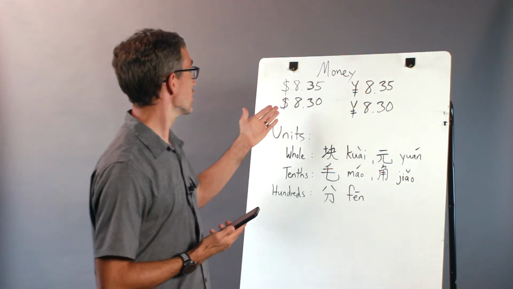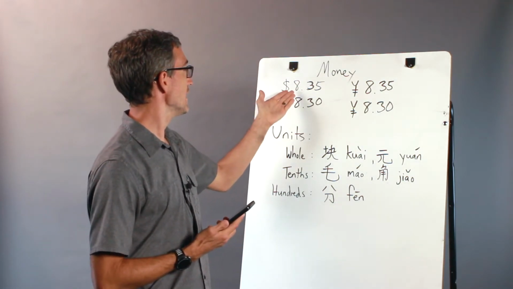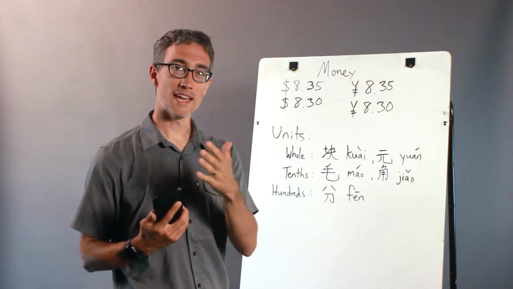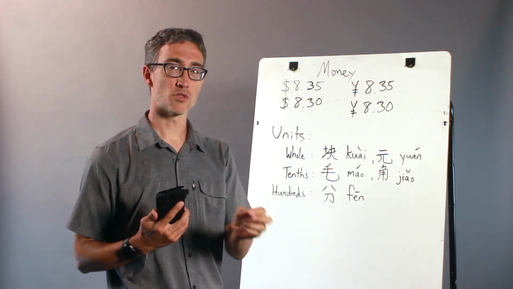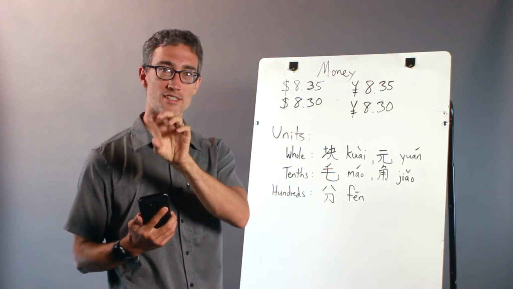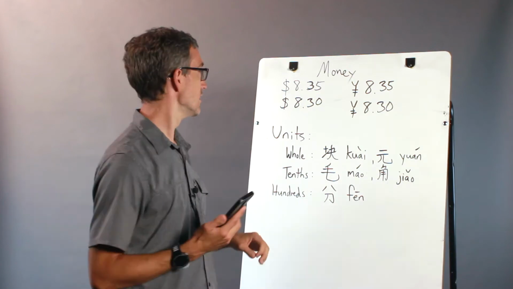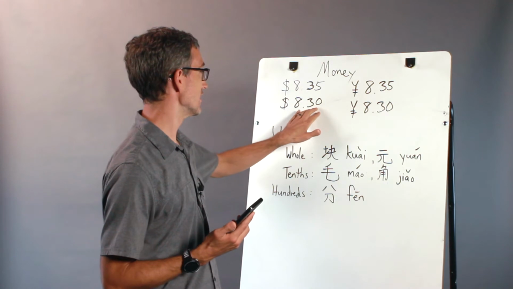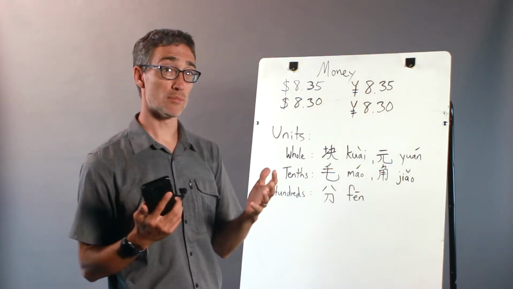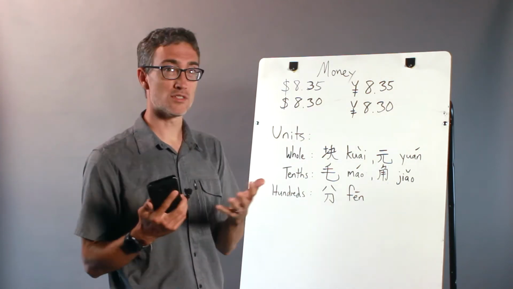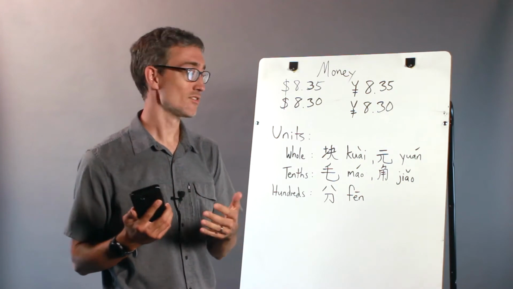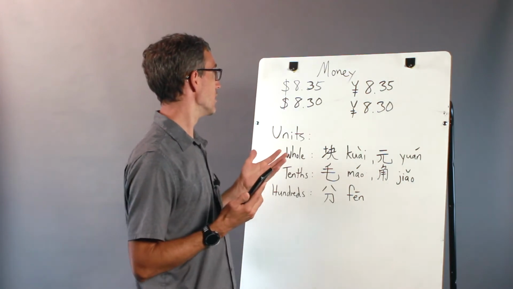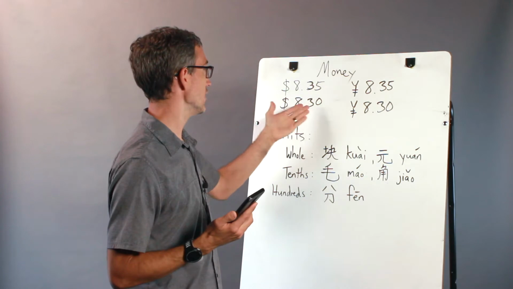So in English, this number, $8.35, will be said that way, $8.35. So we have two main units, dollars and cents. Even if the tens number is a whole number like 30, we still say 30. We don't say 3 tens, right? We say 30. So 835 or 830.